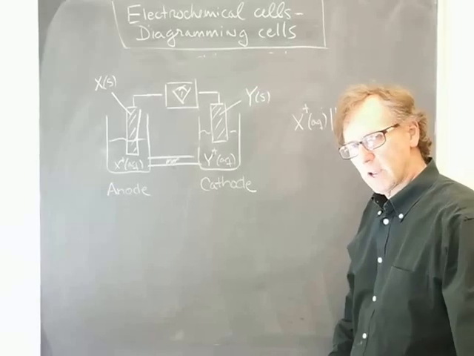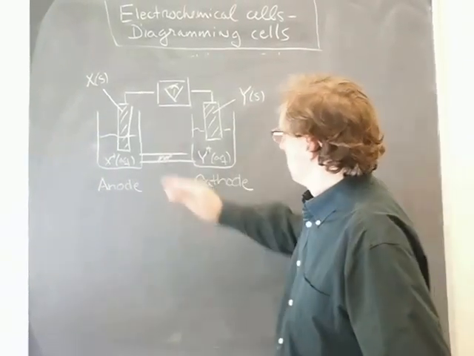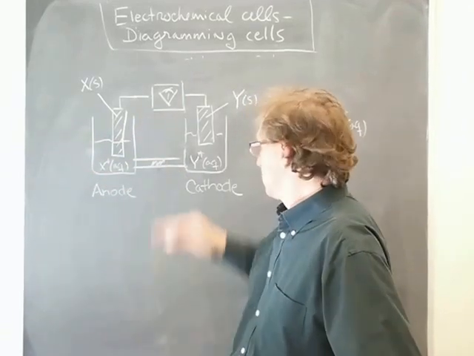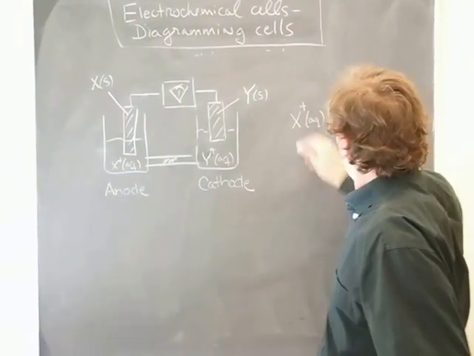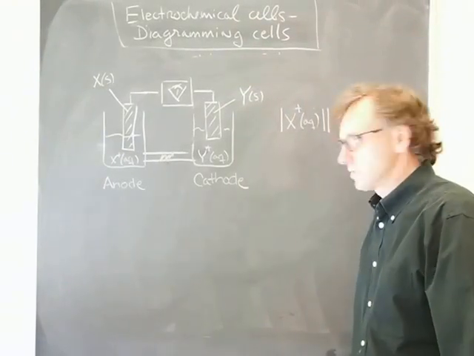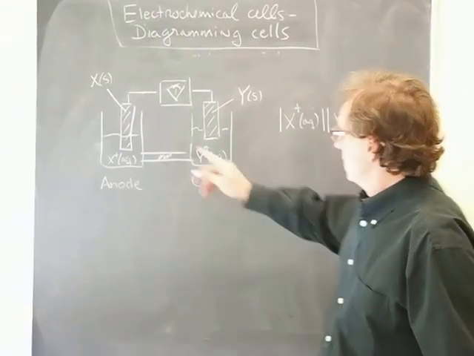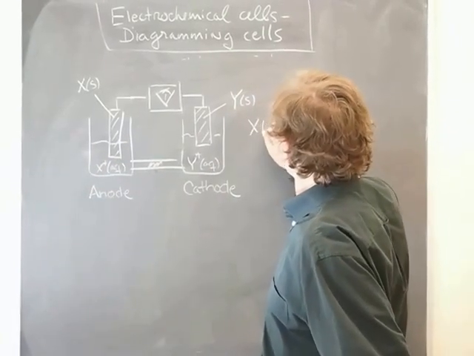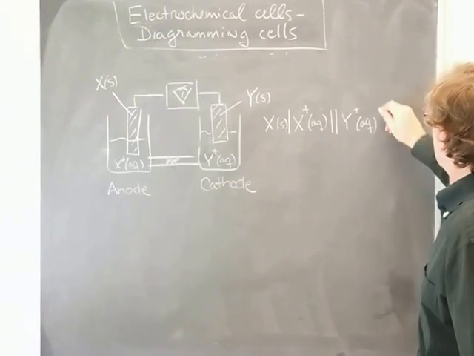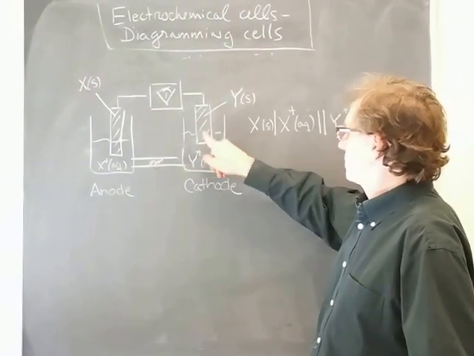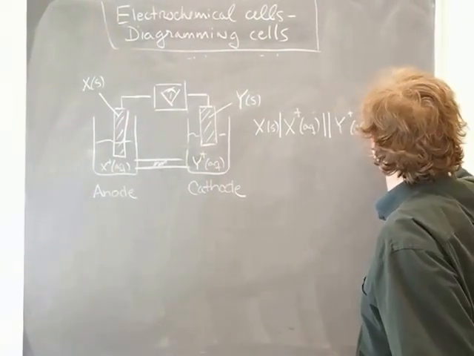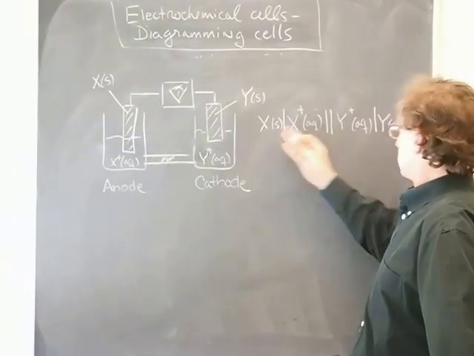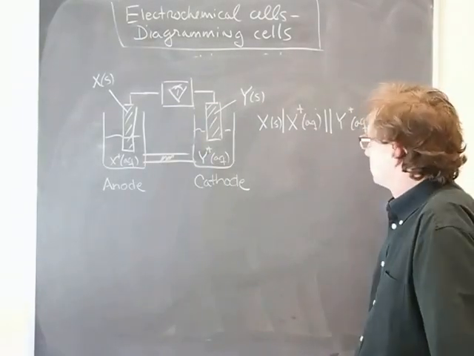Whenever we have what's called a phase boundary, going from liquid to solid, or perhaps to gas, but in this case liquid to solid, that corresponds to just a single vertical line. So that would be going from here to here, and now I get to write X, S, okay? And on the right, same thing, the Y electrolyte is connected to solid Y, so that would be Y, S. And this would be the diagram for that cell.